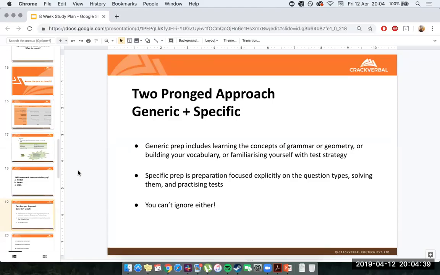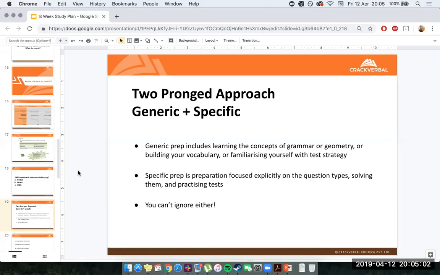Now, what is generic and specific anyway, right? So what is generic prep? Generic prep is stuff like, do you know the concepts of grammar? Do you know the concepts of geometry? Have you built your vocab? Are you familiar with test strategy? Do you know how to eliminate answers to get to the right answer? All of this is very general. All of this is not the information of the test itself, but it's base information that will help you do the test.